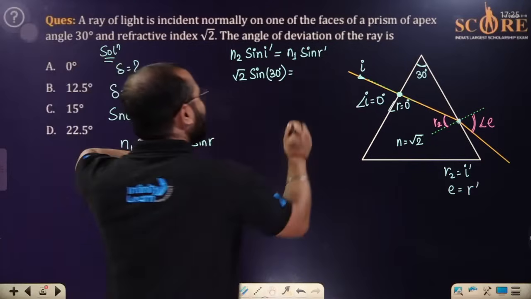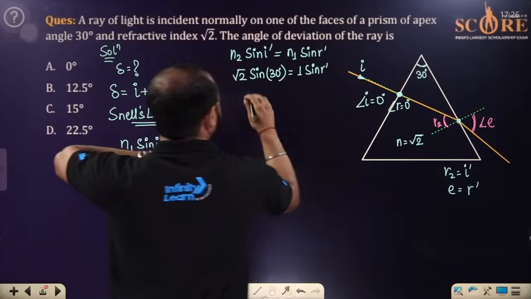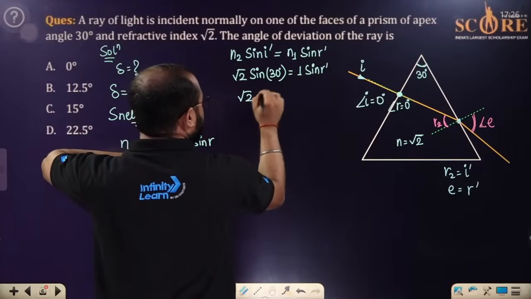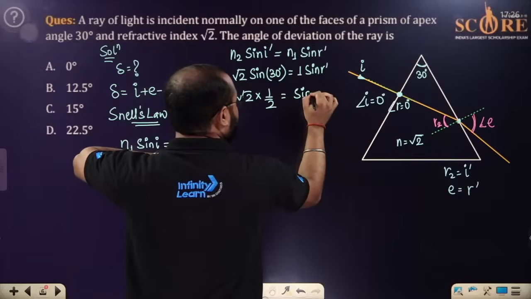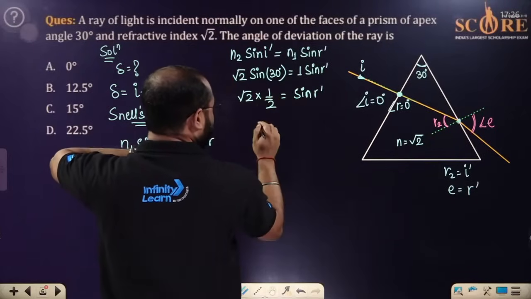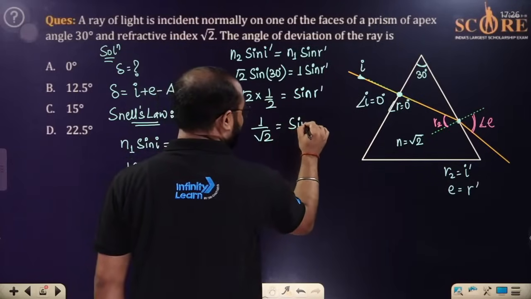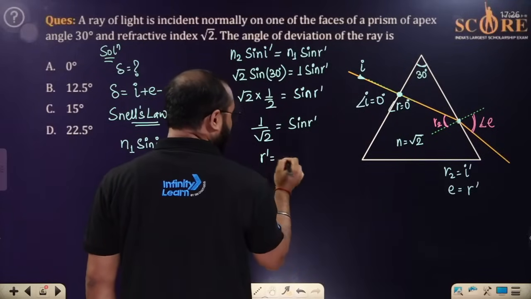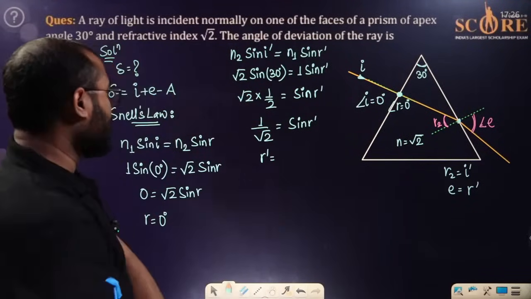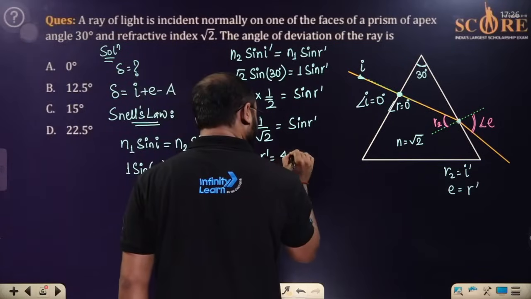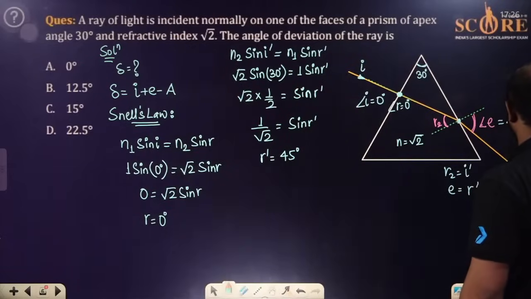Okay, it is 30 degree, equal to N1, that is 1, and then we have to find out the sin R dash. So this is going to be root 2, sin 30 is equal to half, equal to sin R dash. If you solve this, you will get 1 by root 2 equal to sin R dash. So R dash will be sin inverse of 1 by root 2. It is coming out to be 45 degree. That means the angle of emergence is 45 degree.